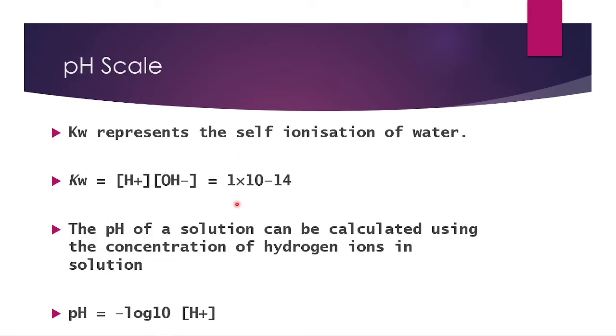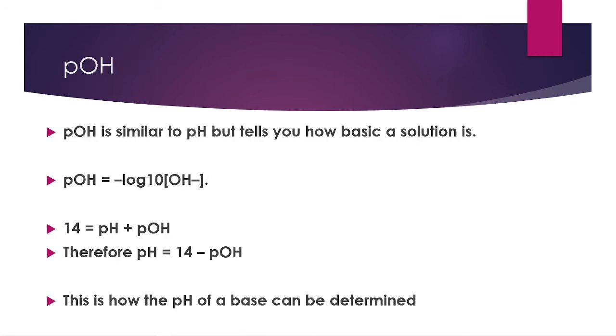So 1 × 10⁻¹⁴ is the product of the H+ concentration and the OH- concentration. When we put that into a negative log base 10, that essentially gives you the number 14 when you're adding them both together. I hope that made sense.